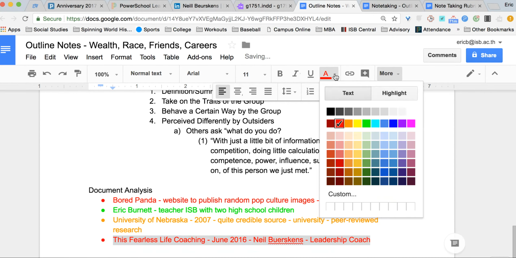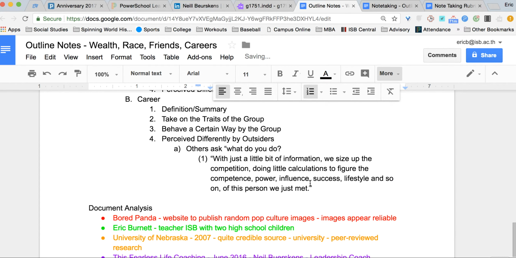Nope, can't do red. Already did red. Ooh, I'm going to mix it up and have it be purple. Okay, so this is purple. Now, I haven't done my insight in a while, so I'm going to go do that.